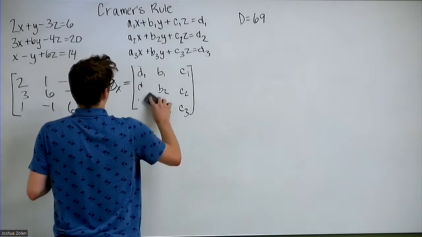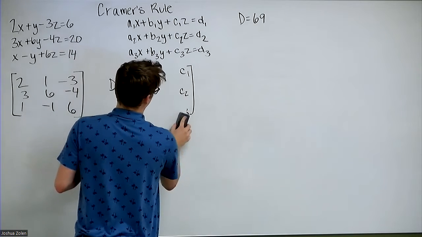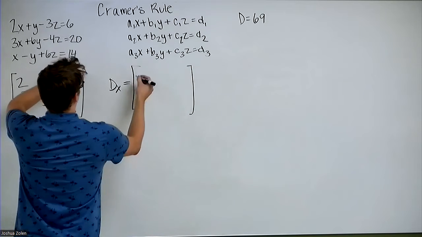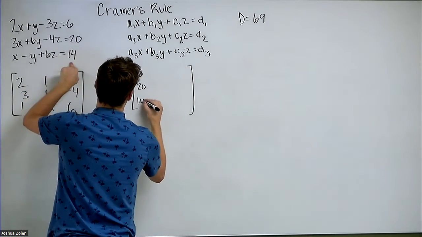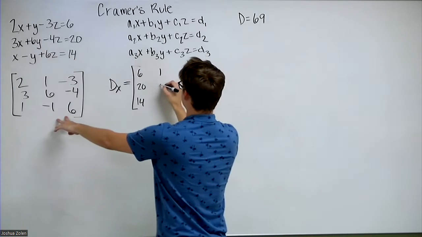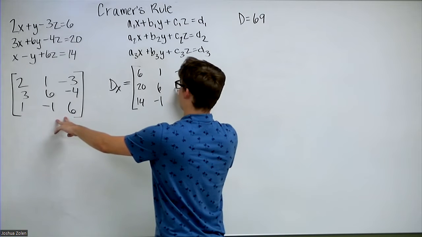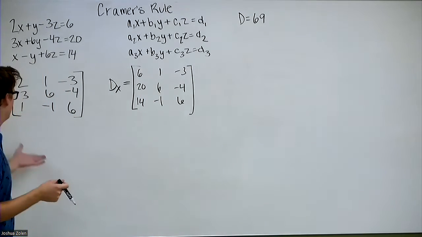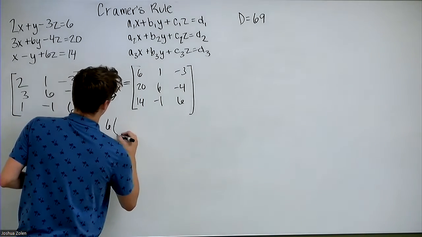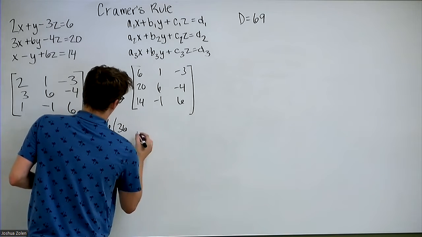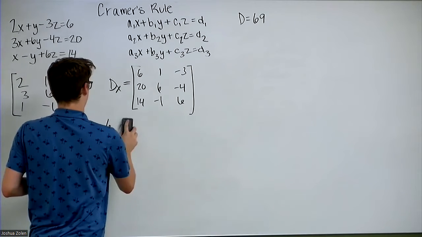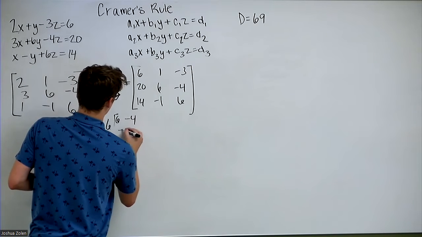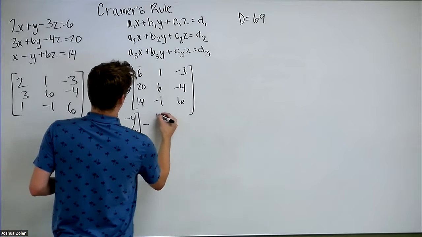So if we get rid of the letters and we plug in the numbers, we're going to remember put the d's first. So we have 6, 20, 14. And then the second and the third column are going to stay the same as these ones. And now we're just going to calculate the determinant of this 3x3 matrix, just like we did for this one. So we have 6 times. That was not right. And then minus.